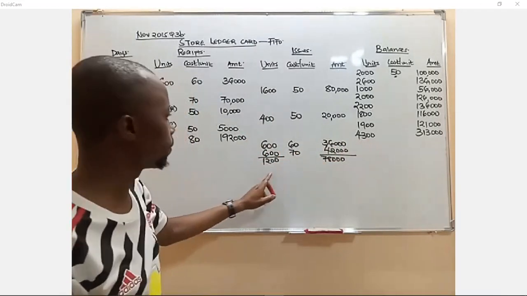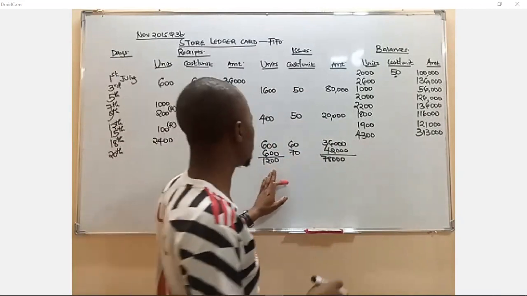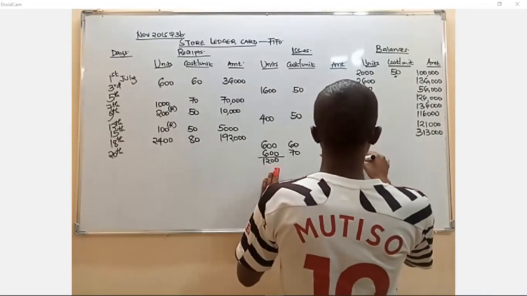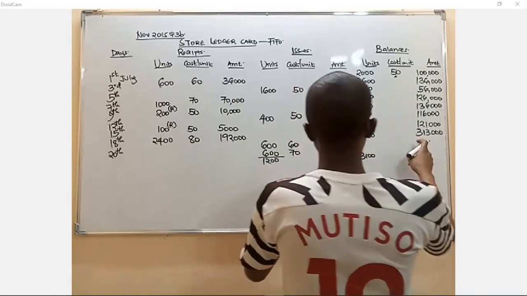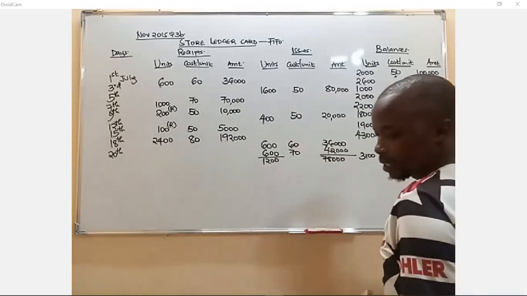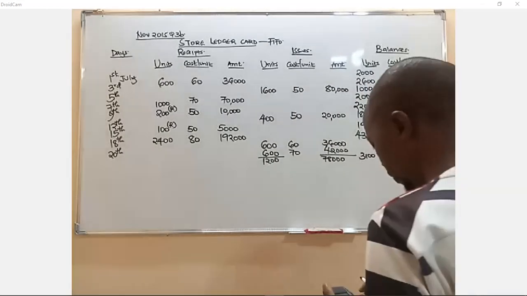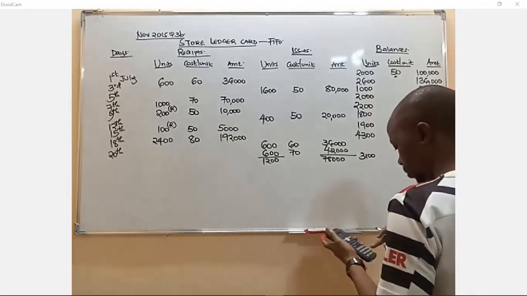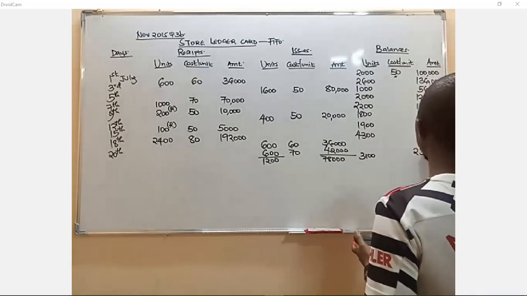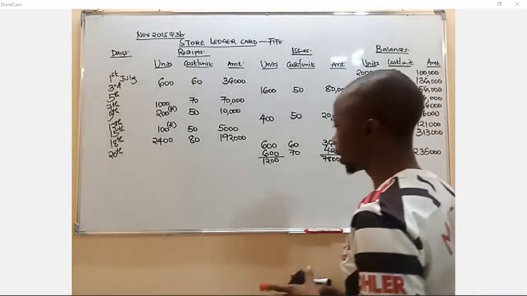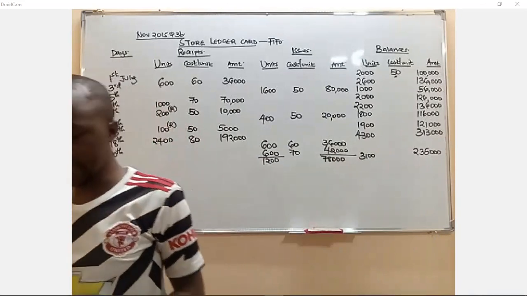43 minus 12. How much are we getting? We normally get 3,100. Then 313 minus 78. How much is this? Let me take my calculator. I could struggle a lot. 235,000. Thank you. 235,000. To talk on 20th, the next day.